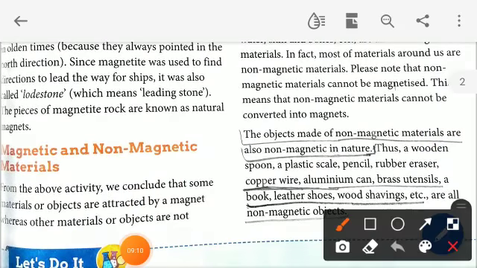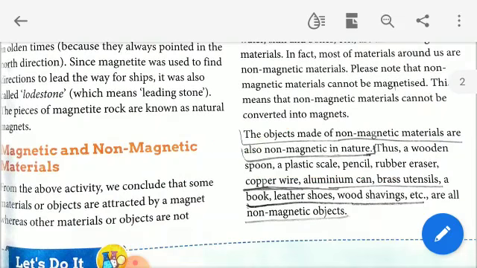It is also written here, the objects made of non-magnetic material are also non-magnetic in nature. Thus, a wooden spoon, a plastic scale, pencil, rubber eraser, copper wire, aluminium, brass, a book, leather shoes, wood shavings, etc. are non-magnetic objects. You can tell easily what are magnetic and what are non-magnetic materials. I hope it is clear.